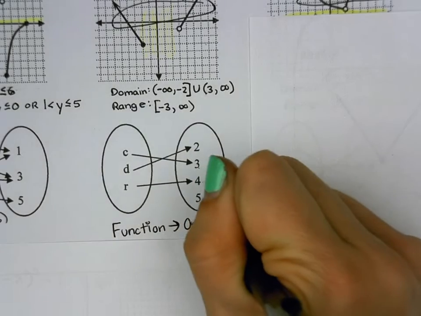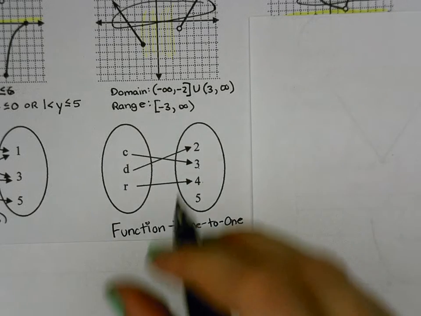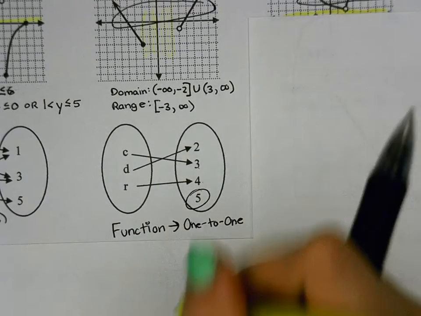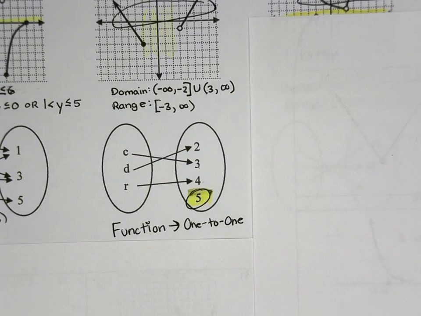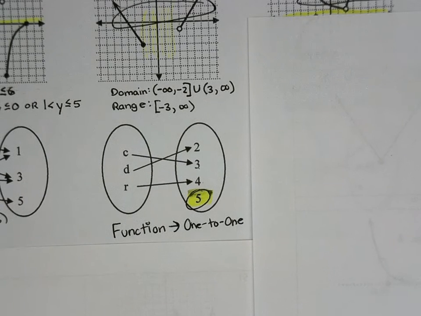And last but not least, am I also onto? Because remember, it is possible to be both. Well, unfortunately, as we look here, we do have a 5 that does not go to a part of the domain. To be onto, each part of the range must map to at least one part of the domain. And that 5 does not map to any part of the domain, so I am not onto. I am just 1-to-1.